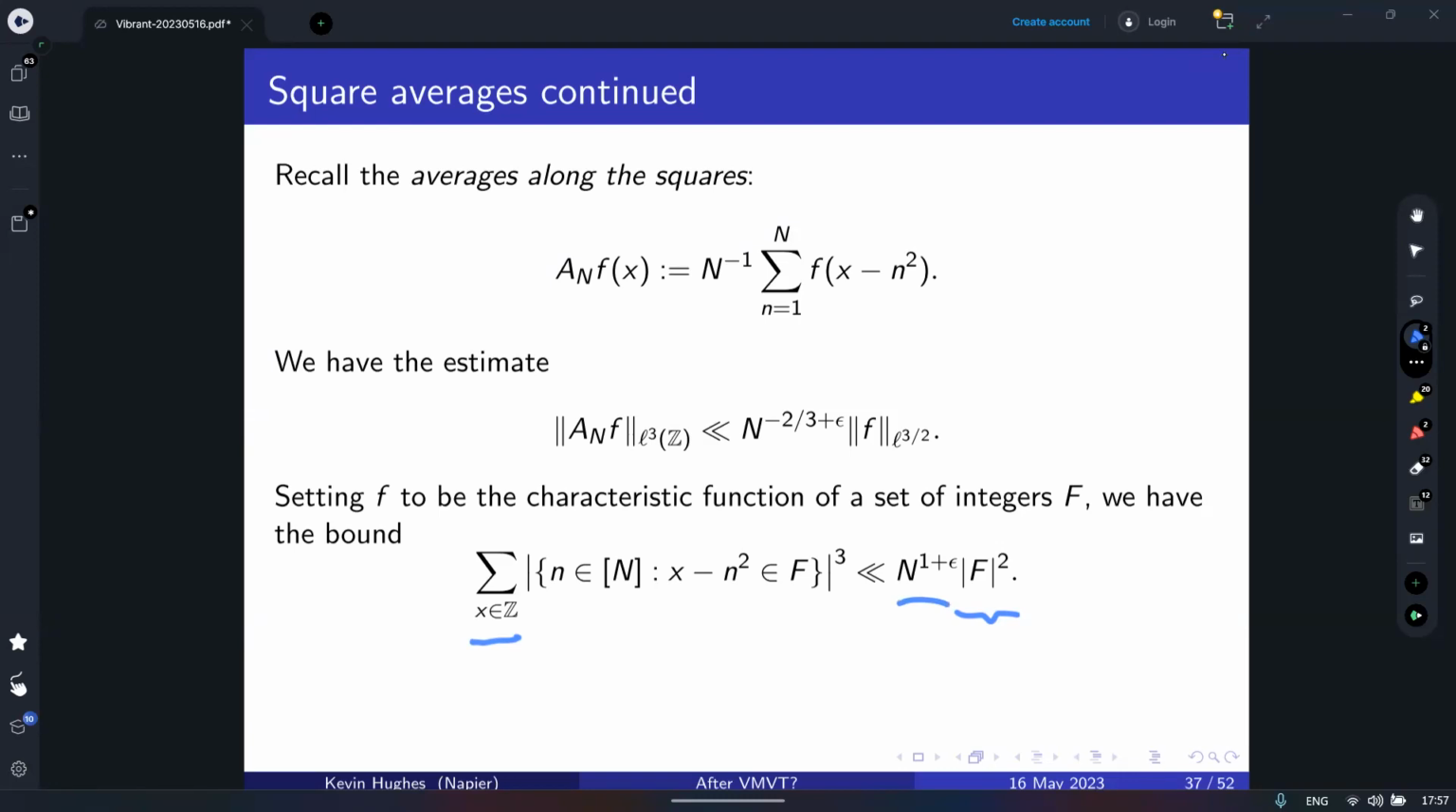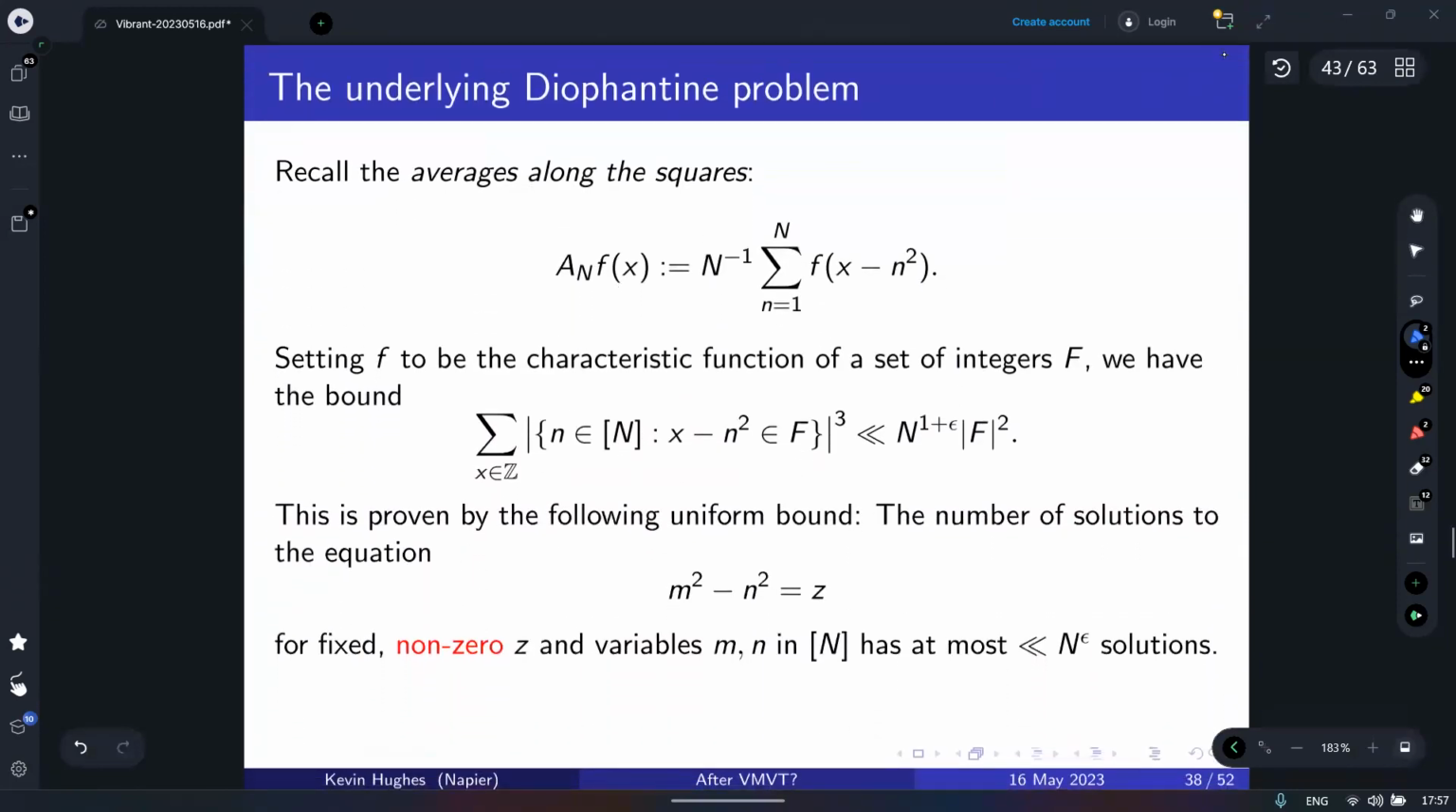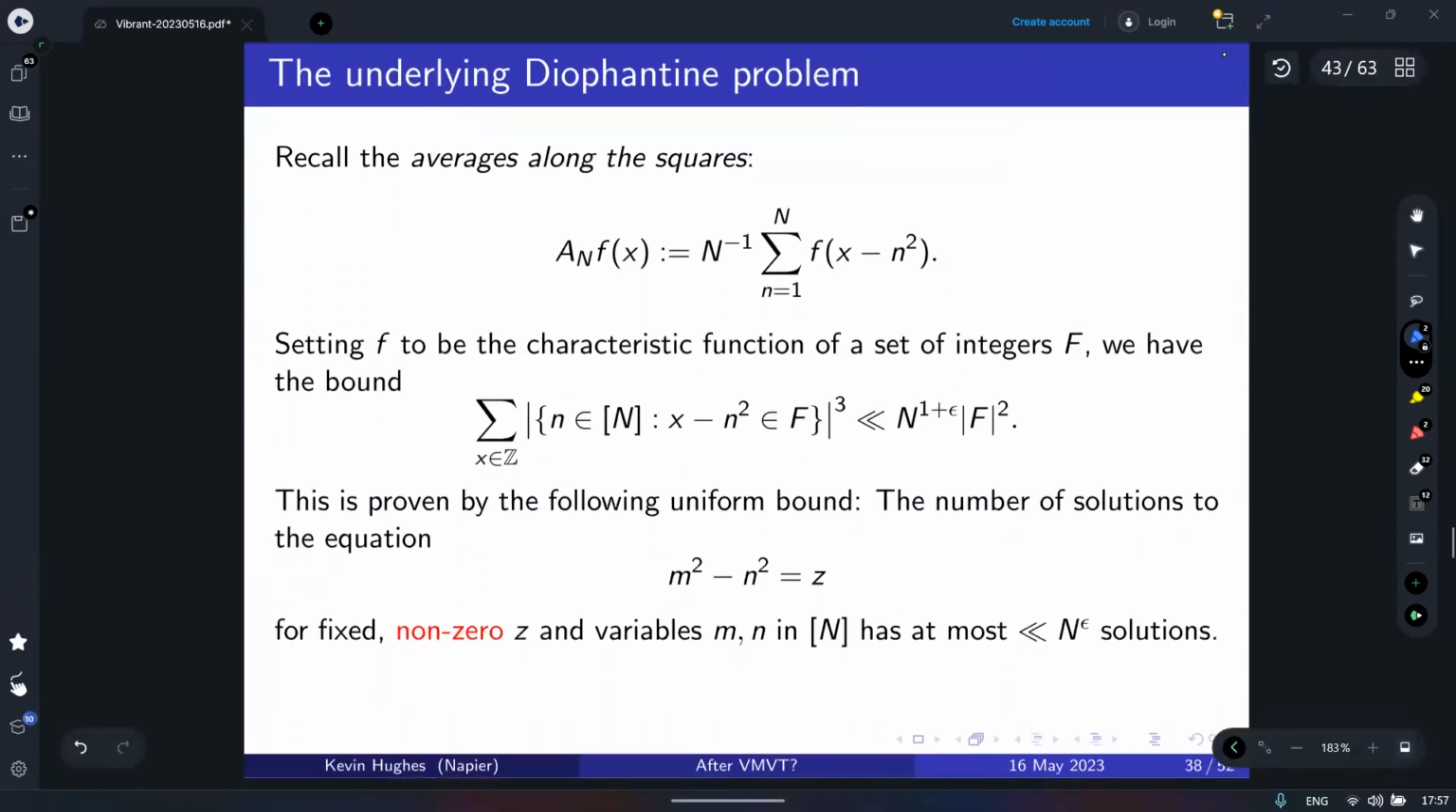So somehow, you're thinking something that might actually be of size f cubed is actually of size f squared, because the size of f here can be much bigger than n, which is fixed. All right, that may not appear to be very interesting to people, but there's an underlying Diophantine problem that is pretty interesting. Turns out, if I want to prove this, all I need to do is bound the number of solutions to this equation.